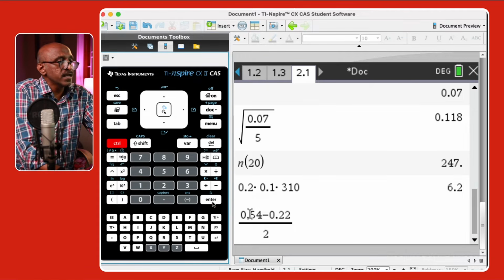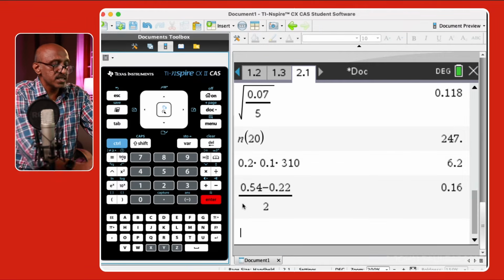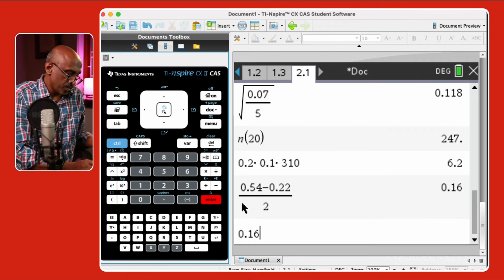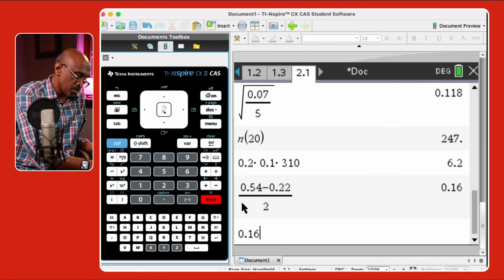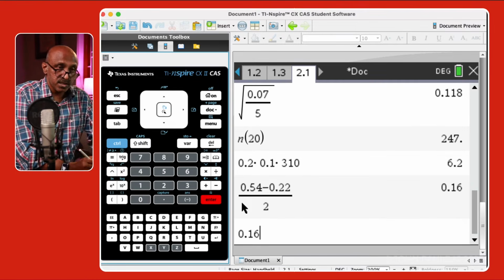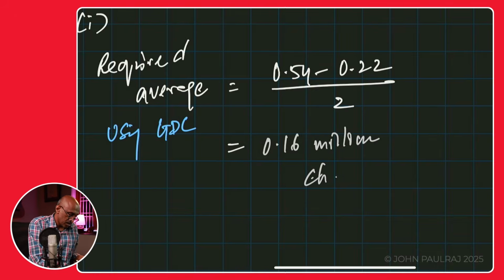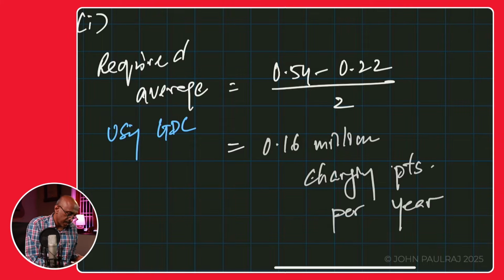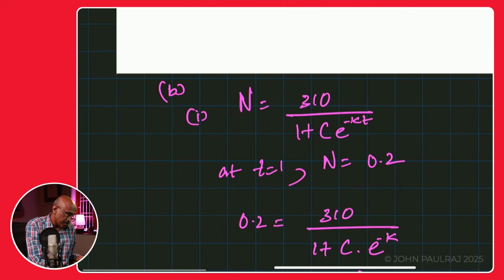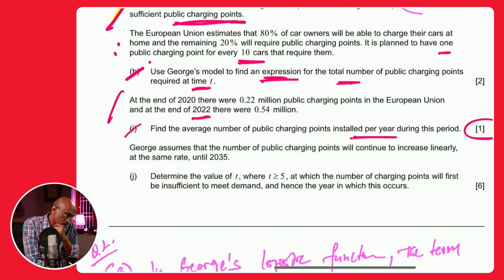And hit enter, and we got 0.16. Let me check the digits again. Yeah, 0.16. This is the average. So this is like saying million charging points per year. At that instant, at the end of, because I think it was something like that they said, right? During this period, what was the average number of public charging points installed per year?